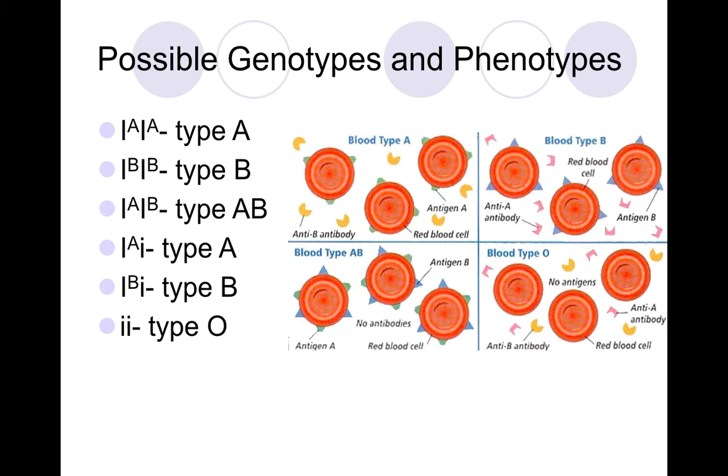So as you see, my type A can be I capital A, I capital A. Type B, I capital B, I capital B. Type AB can be I capital A with I capital B. But I can also have blood type A, capital IA with a lowercase i, because A is dominant, or capital IB, lowercase i, can be type B blood. The only way I can get type O blood is if I have 2 lowercase i's together.